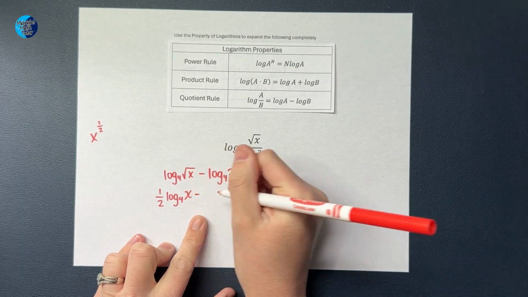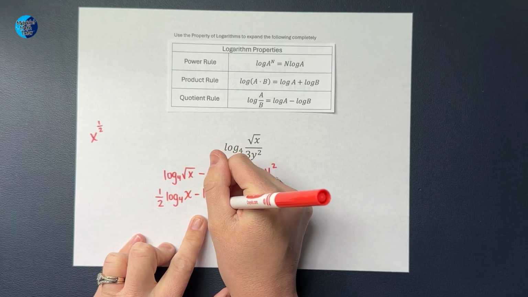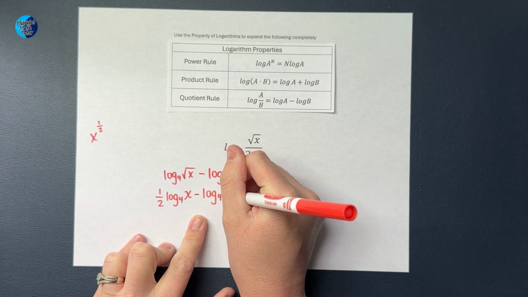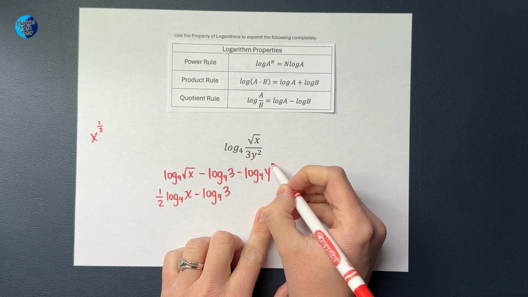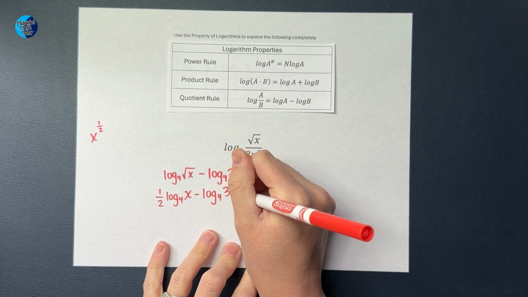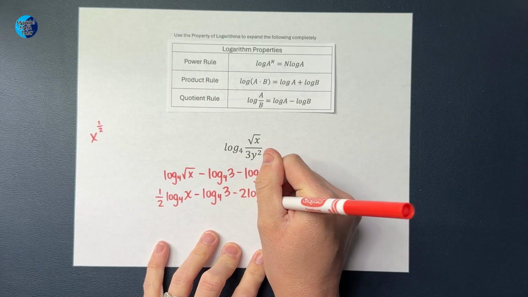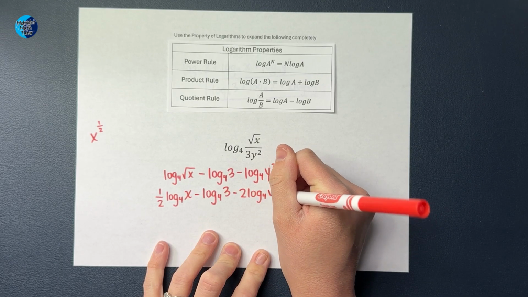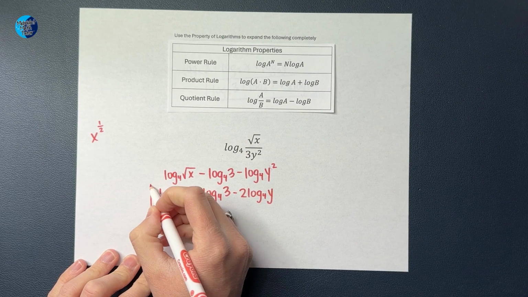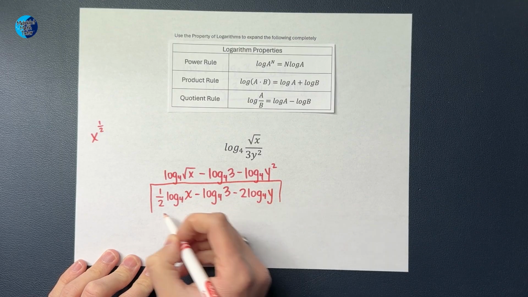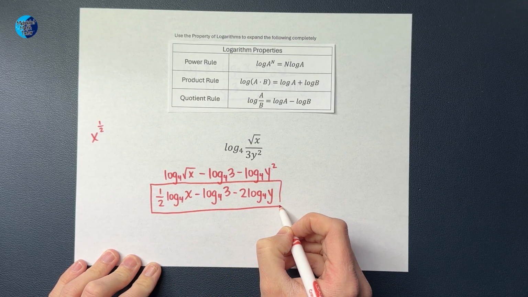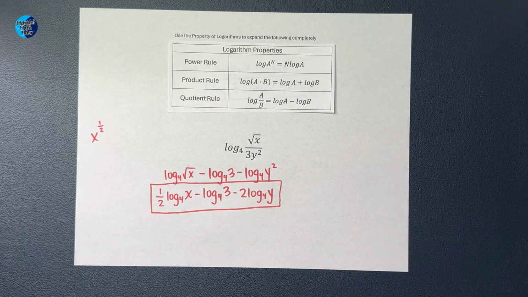Then I have the minus log base 4 of 3. And I have this y squared. I can pull that 2 out front. Minus 2 log base 4 of y. And there, my friends, is our log expanded completely.